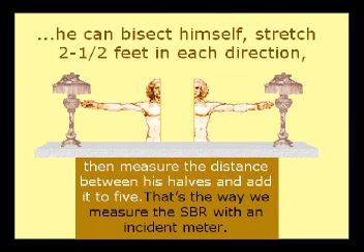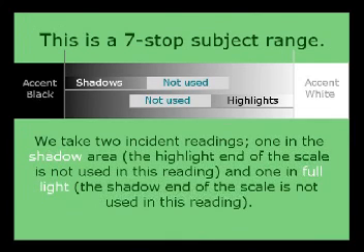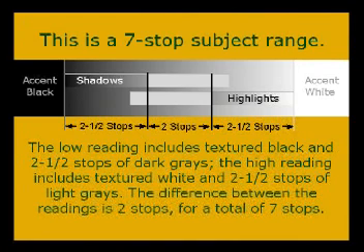This is the method we use to measure the subject luminance range with an incident meter. We essentially split the meter's range in half and take 2 incident readings, one in a shadow area of the subject and one in full light. The highlight half of the shadow reading and the shadow half of the highlight reading are ignored. The low reading includes textured black plus 2.5 stops of dark gray, and the highlight reading includes textured white plus 2.5 stops of light gray.